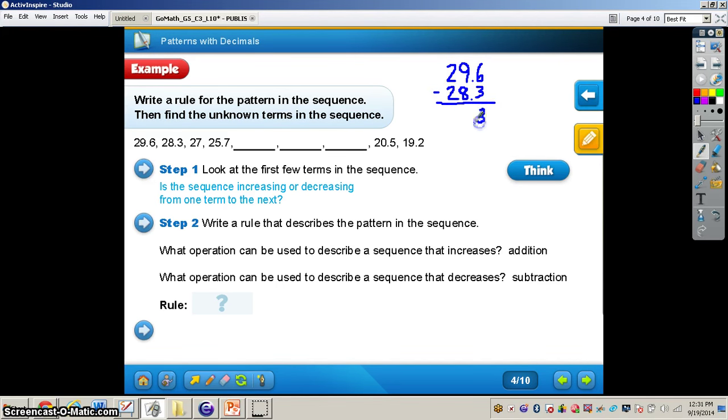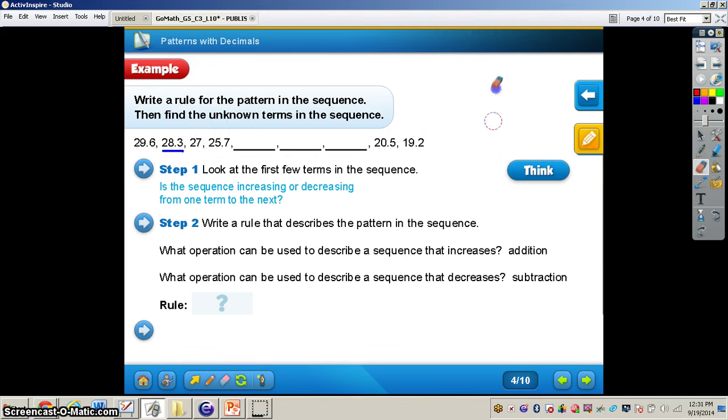Subtract the tenths place, and then the ones. So that's 1 and 3/10 that 29 and 6/10 decreased in order to get to 28 and 3/10. However, we are not finished yet. We need to see if this is going to happen for the next few terms.